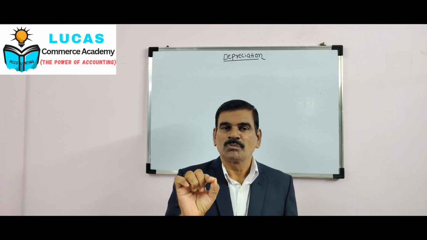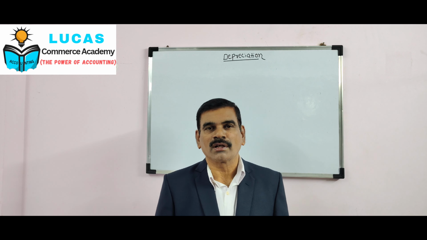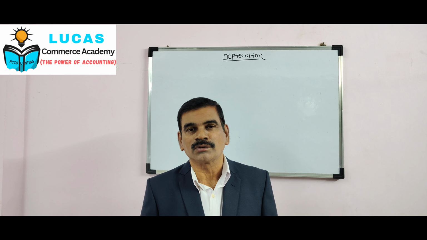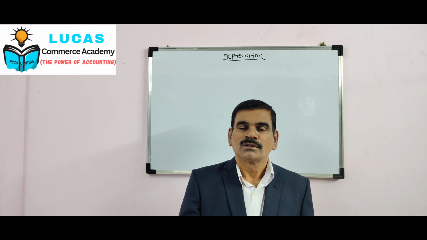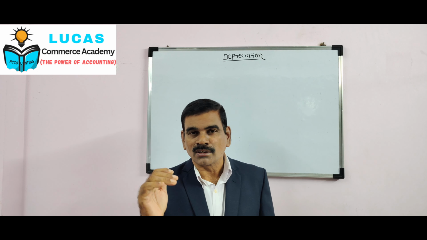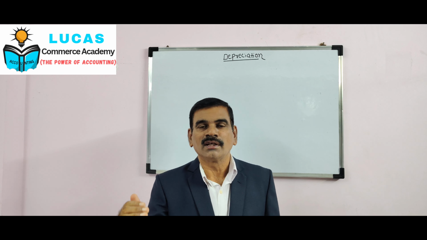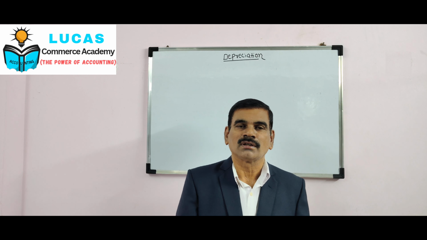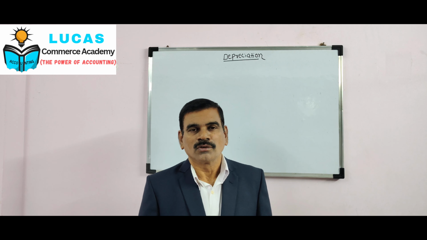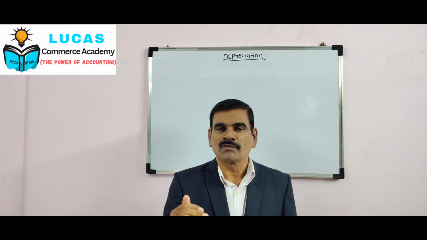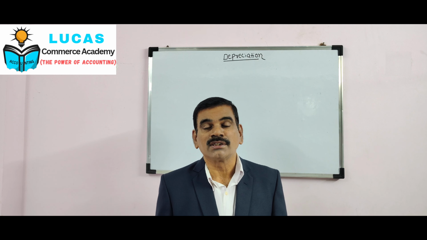Once again, annual depreciation equals cost of asset into rate of depreciation by 100: 1 lakh into 10 by 100, 10,000. Next, another formula. When the rate of depreciation is not given, then use this formula: annual depreciation equals cost of asset minus scrap value by estimated life of the asset.